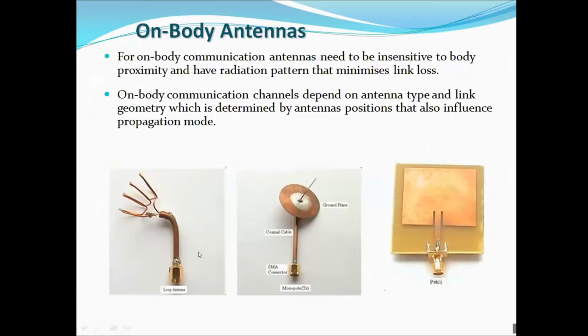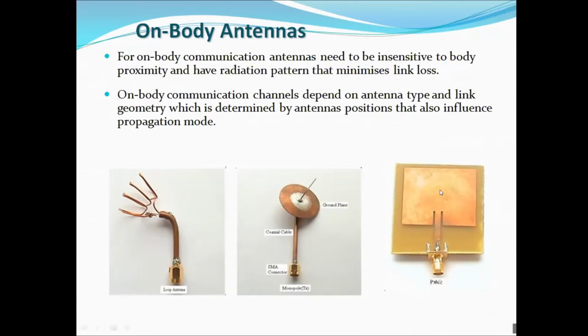So for biomedical applications, we have to look at on-body antennas. For on-body antennas, the antenna has to be embedded on the material or the dress materials, and this is to be insensitive to the body proximity, right? The temperature changes on the body, the radiation pattern, right? This will reduce the link loss.